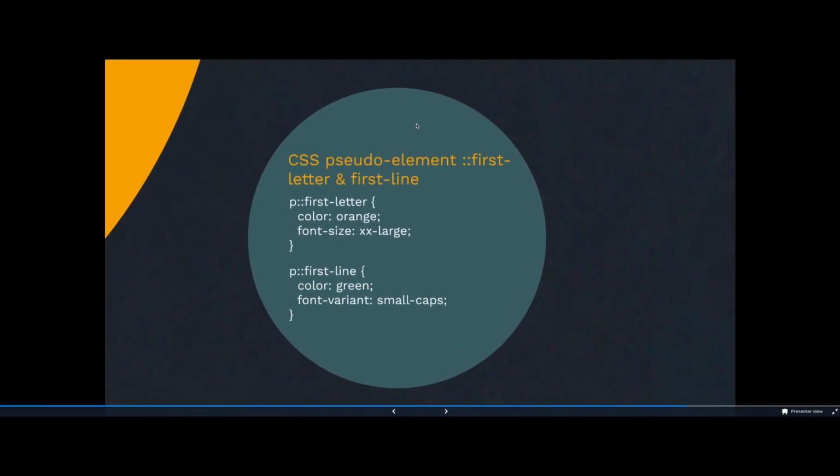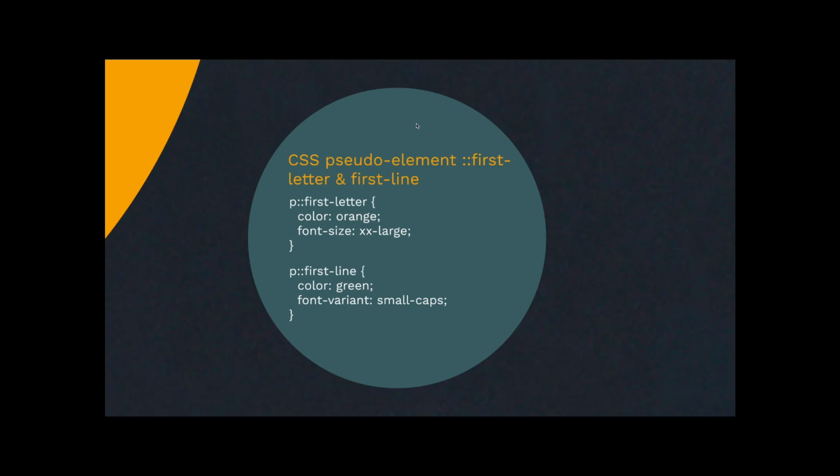All right, a last example of these. We have this time the first letter and the first line being combined. So just like before, what we're going to do here is take this p tag and take its first letter and color it orange and increase the font size. And at the same time, we're going to take that same exact p tag and take its first line and make that color green, and we're going to change its font to small caps like we did in the example prior.